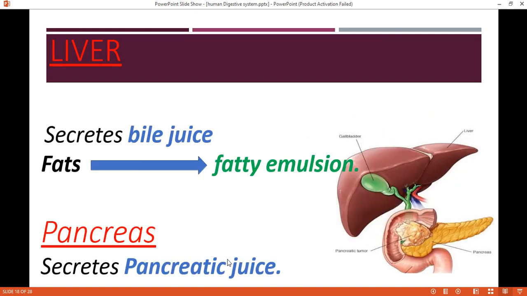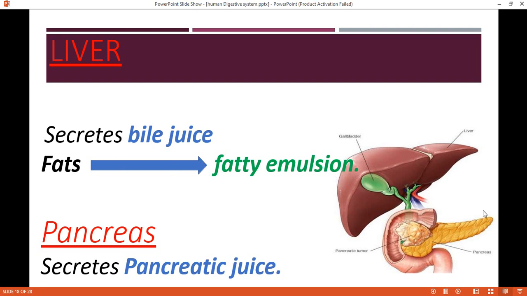Let's see the function of the liver. The liver secretes bile juice, and the bile juice works on fats. The fats, what do you think? Complex form or simple form? Great, it's complex form, so your body can't get benefit from this fat. It should convert into simple form, which is fatty emulsion. So the bile juice works on fats and converts them into fatty emulsion, which is smaller particles than the fats.